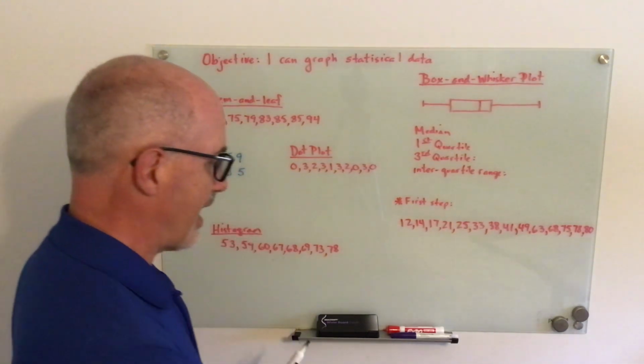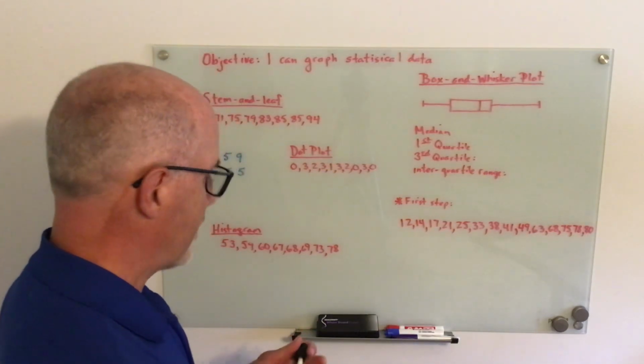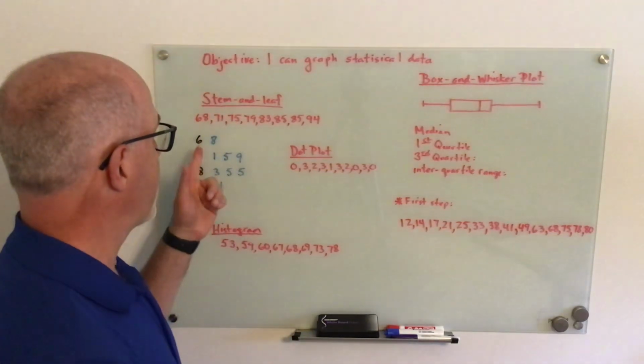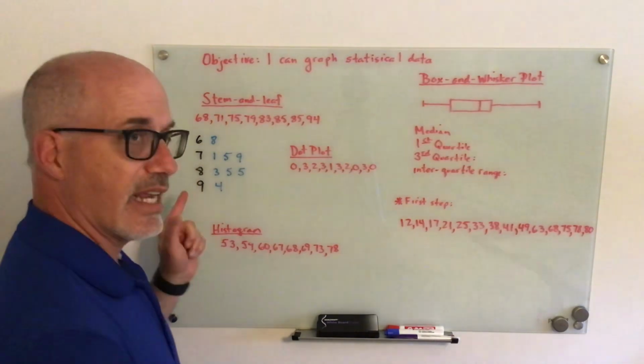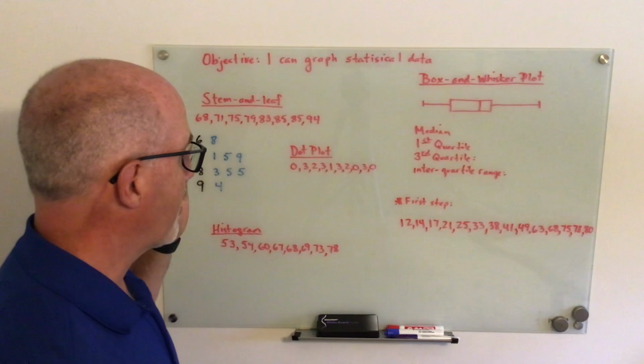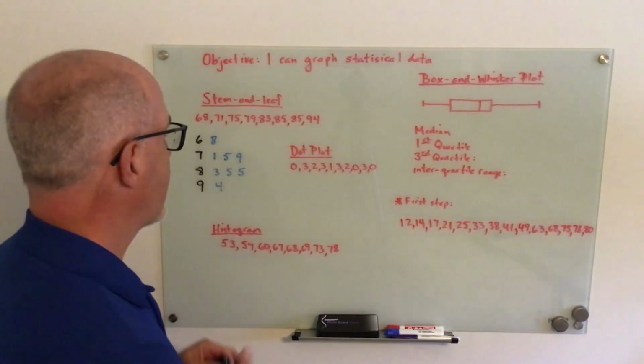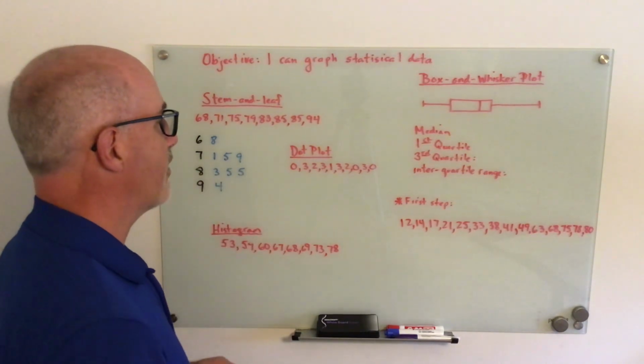This just gives an idea of the frequency of how many times the 60s, the 70s, the 80s, and the 90s show up in this data set. So it kind of gives the magnitude of it by showing the second digits kind of growing to the right with the leaf part of it.